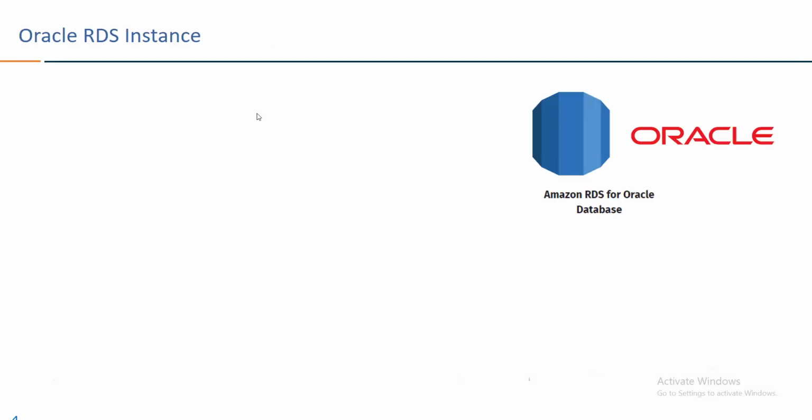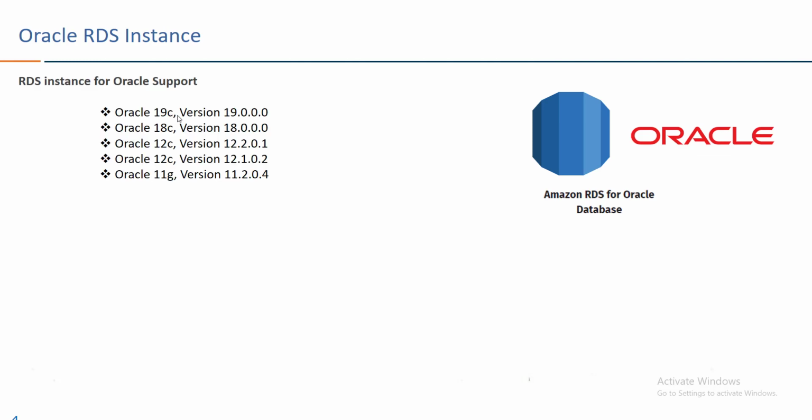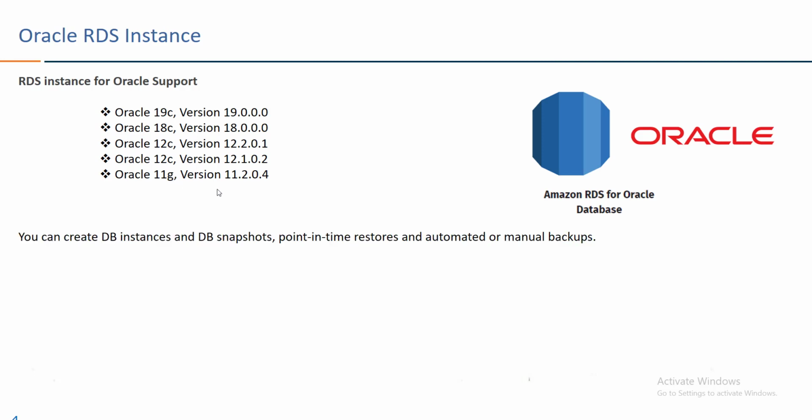So when you run Oracle, it will support Oracle 19c, 18c, 12c version 2 and 1, and 11g. We have seen you can create a DB instance and a DB snapshot, point-in-time restore, an automatic backup or a manual backup. That's the reason I created two DB instances. One has automatic backup enabled, and another, the Enterprise Edition, was created without any automatic backup.